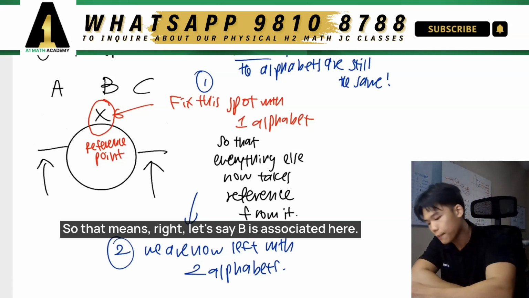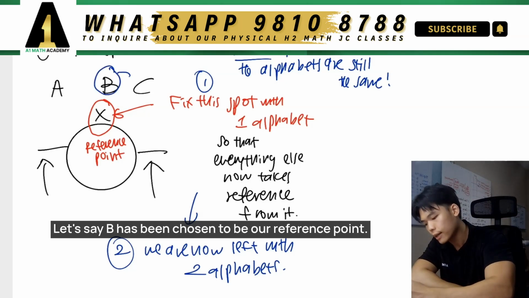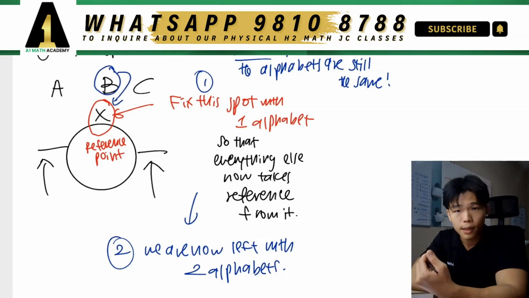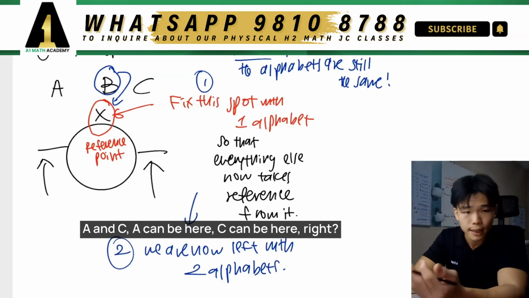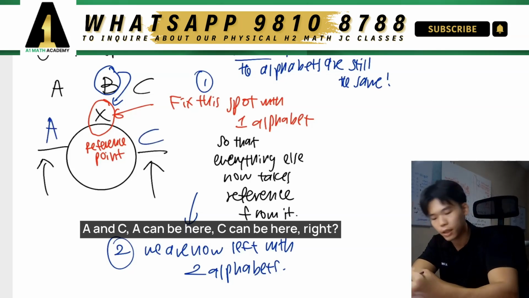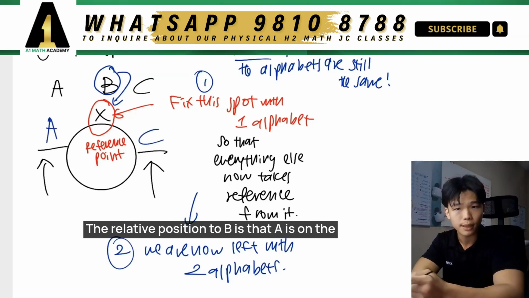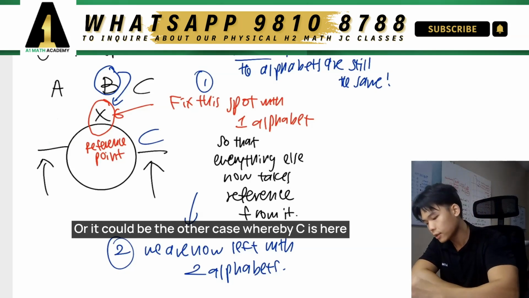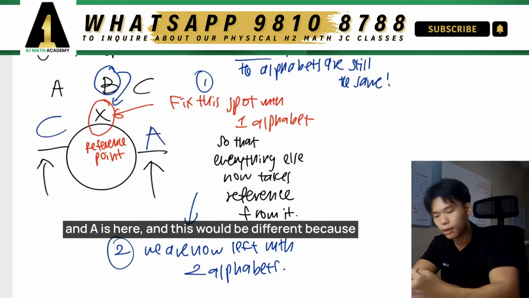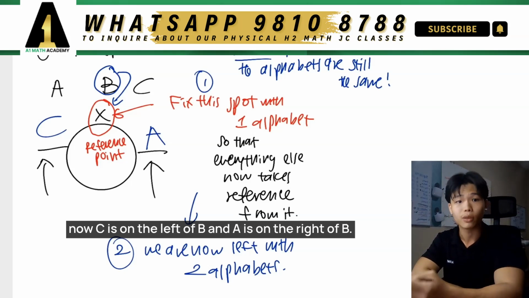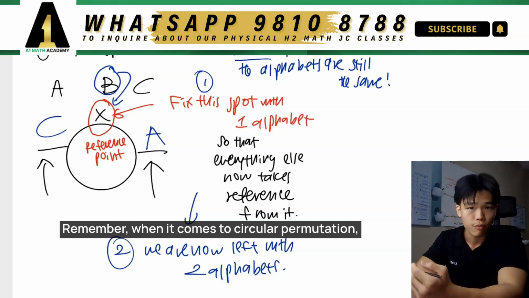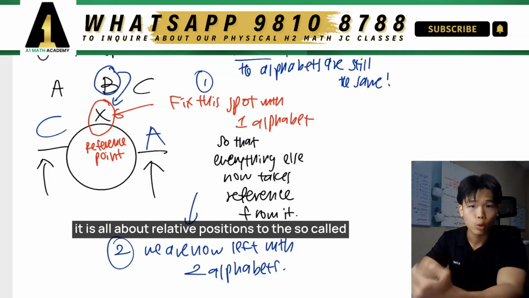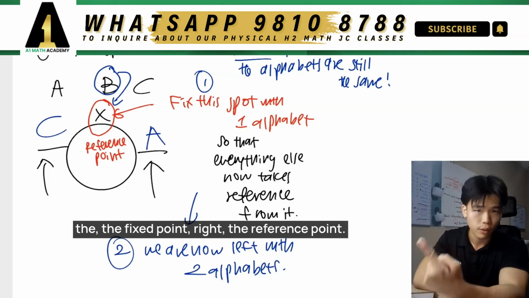So let's say B has been chosen to be our reference point. That means for my remaining two alphabets, A and C, A can be here and C can be here. The relative position to B is that A is on the left of B and C is on the right of B. Or it could be the other case where C is here and A is here. This would be different because now C is on the left of B and A is on the right of B. Remember, when it comes to circular permutation, it is all about relative positions to the so-called fixed point.